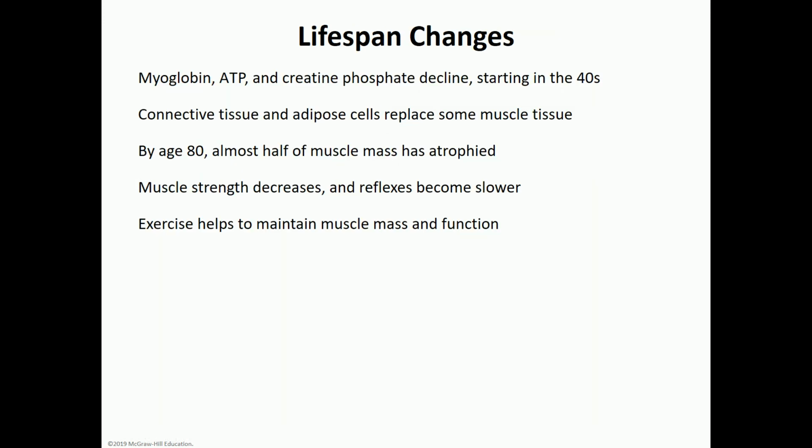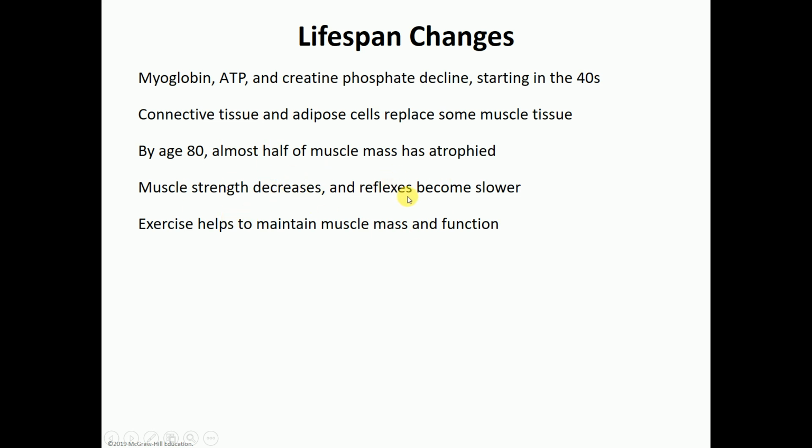Now, what are the lifespan changes of this system? Starting at the age of 40, myoglobin, which again is the protein that stores oxygen, ATP, and creatine phosphate, all of those tend to decline. Muscle tissue starts to decline as well, so it becomes atrophic and is replaced by connective tissue and adipose cells. By the age of 80, about half of the muscle mass has become atrophic. Muscle strength tends to decrease.